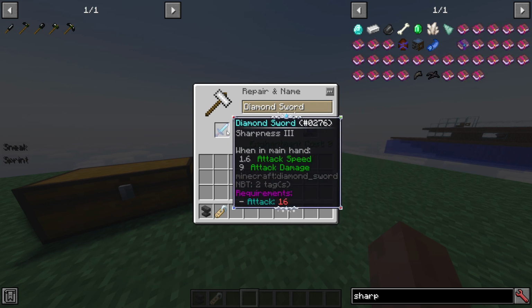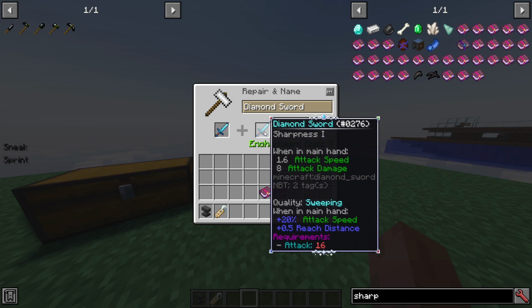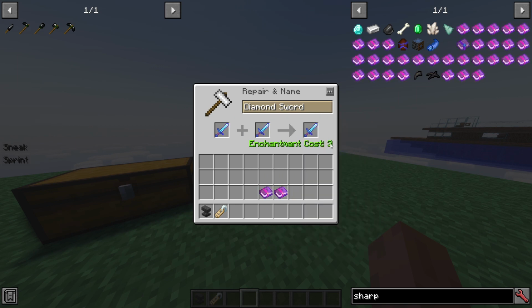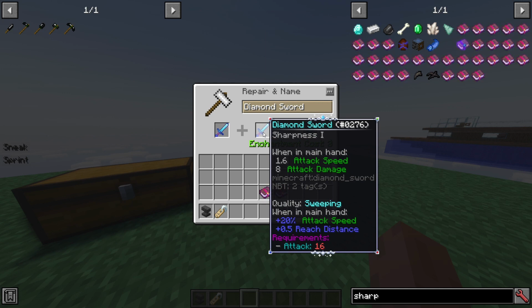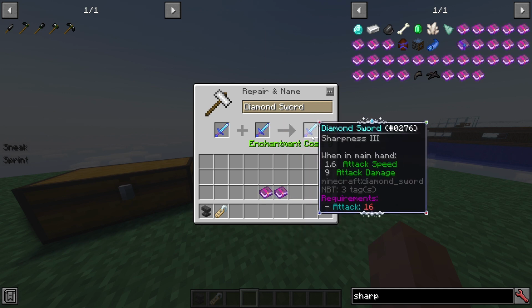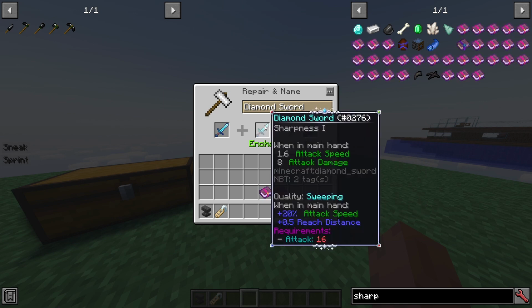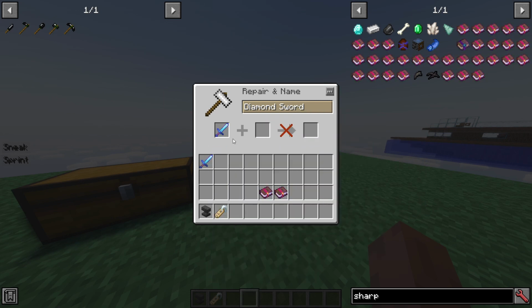So sharpness is changed by the right side of the anvil, so you have to pay for sharpness, and you pay not the level you put on, but the level that results. So the same is true when you put another sword with sharpness 3; the result is sharpness 4, so you pay 4 levels.